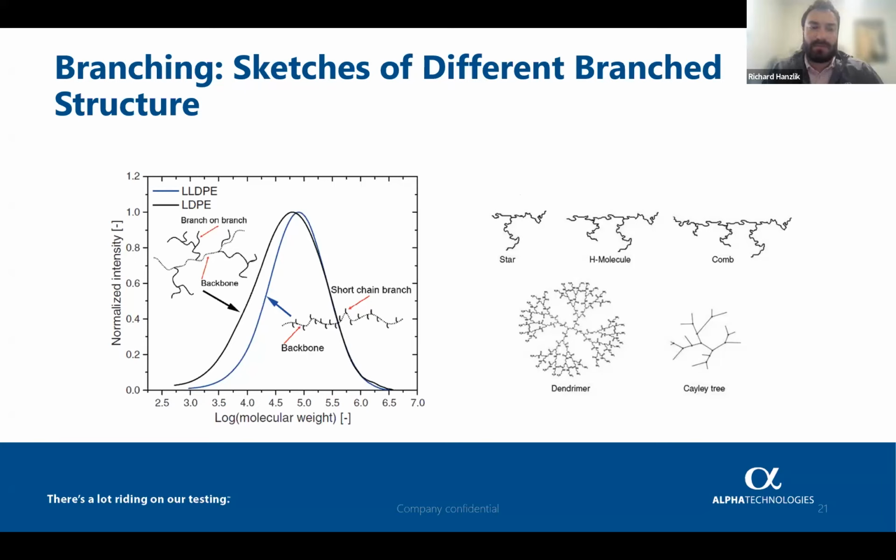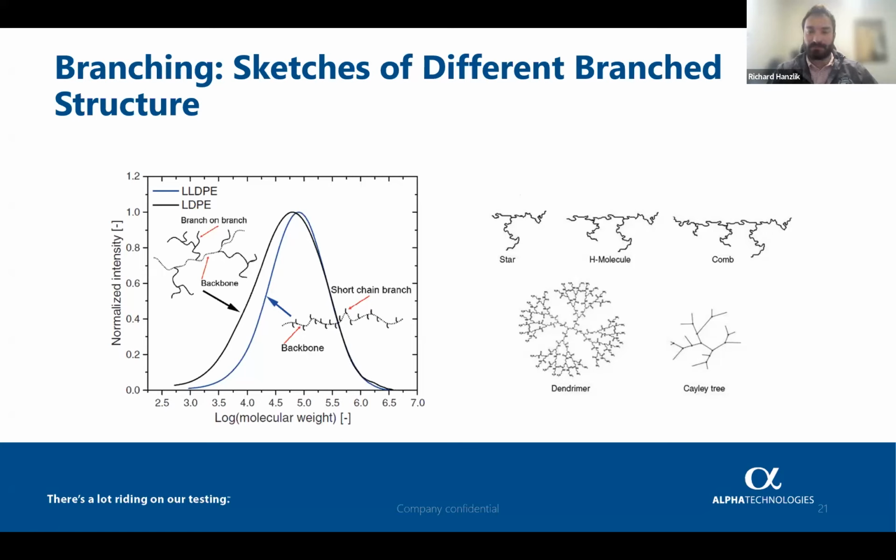So essentially what we're saying is where the branches occur, how big the branches are, how many branches there are, all of these things are going to affect the processability of your polymer. And if they're random, every time you synthesize a new batch of polymer, these characteristics can change. So we want to be able to create, obviously, consistent batches over and over again. So we need to have a testing instrument that's sensitive enough to be able to detect these differences from batch to batch.